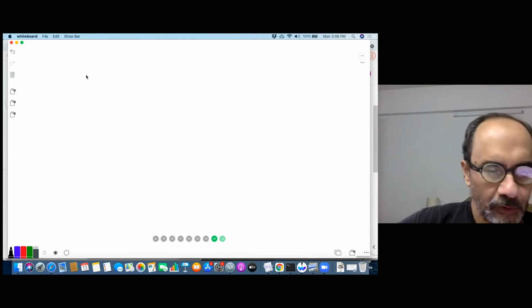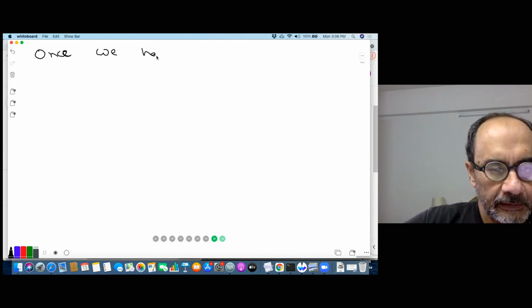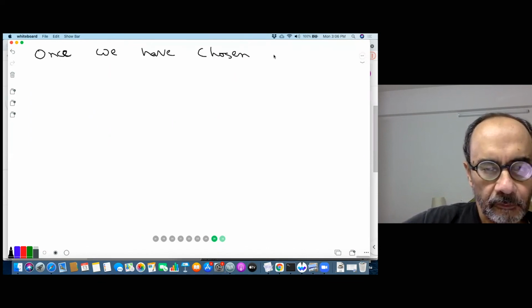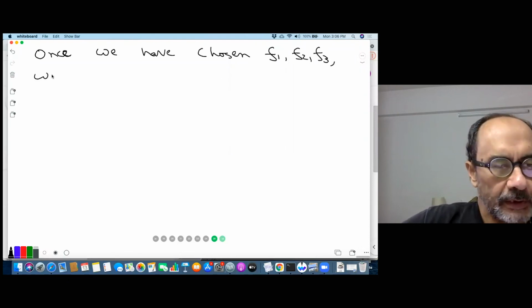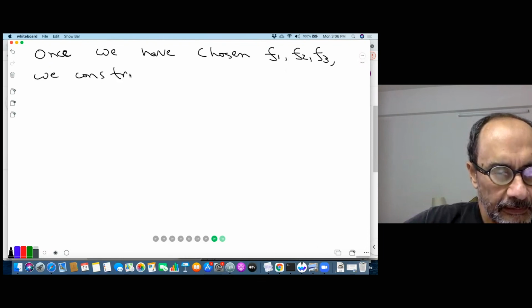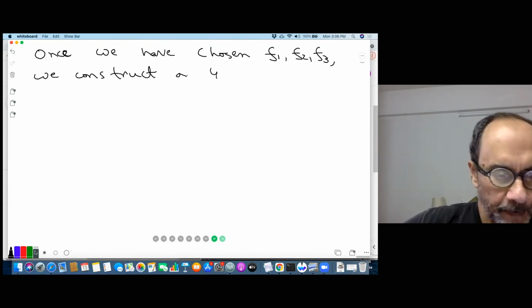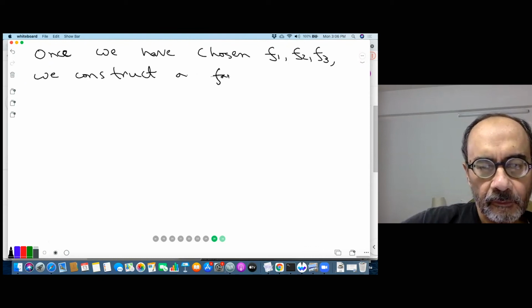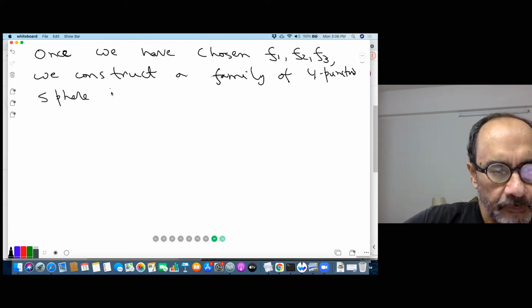Okay, so now we go to the first non-trivial step. That's a 4-point function. So once you have chosen f1, f2, f3, we construct a 4-point function. A sphere with 4 punctures, or a family of them, a family of four-punctured spheres, by plumbing fixture.